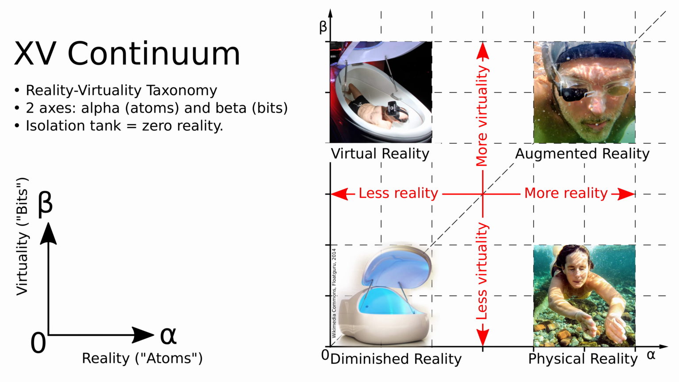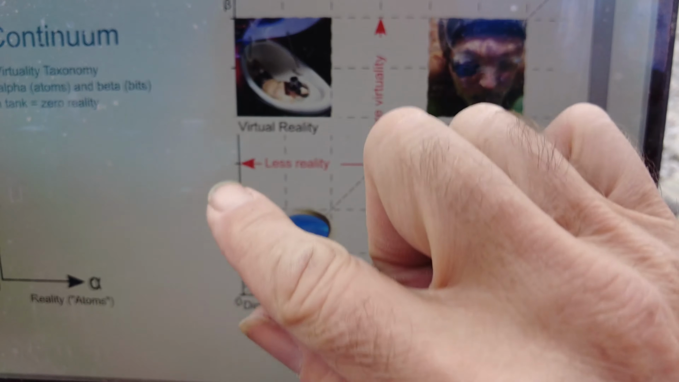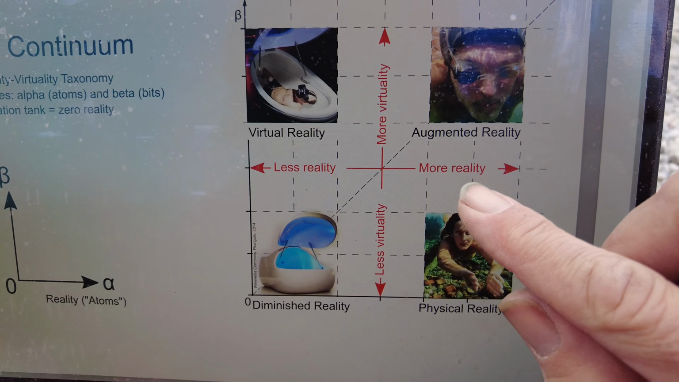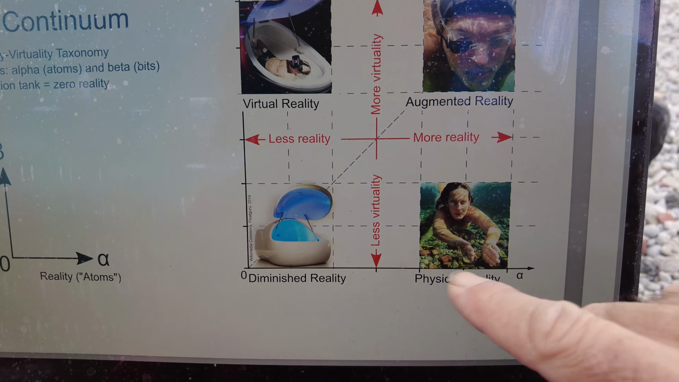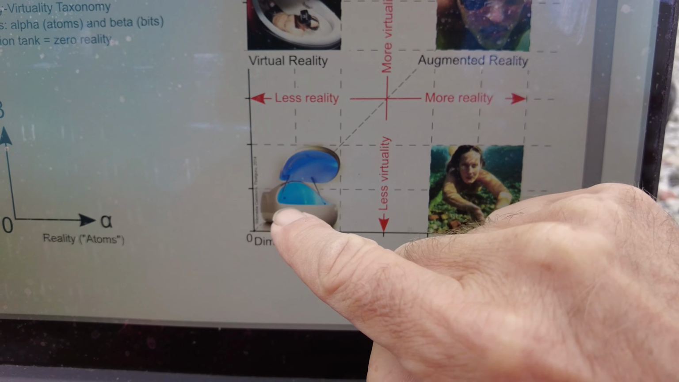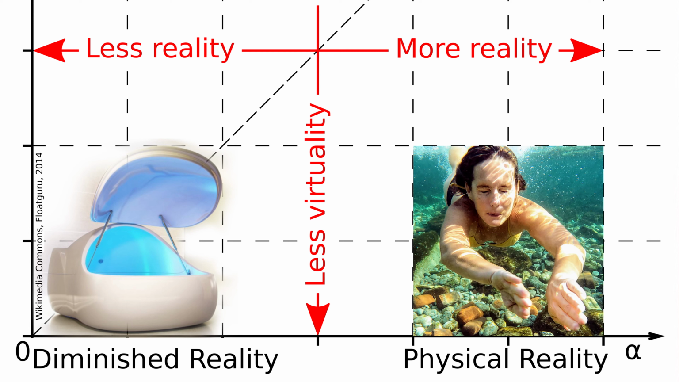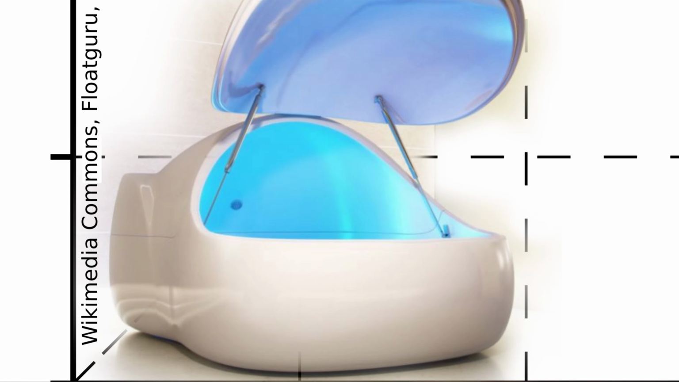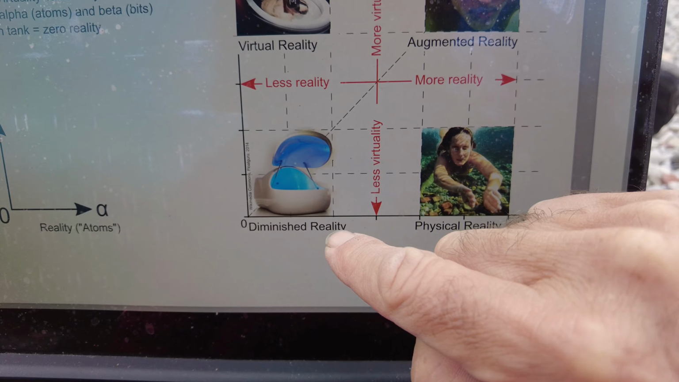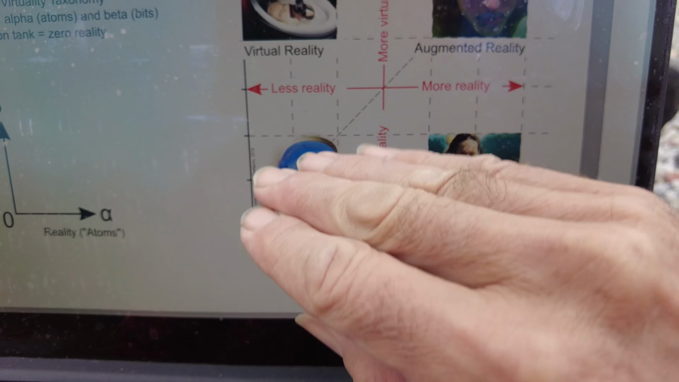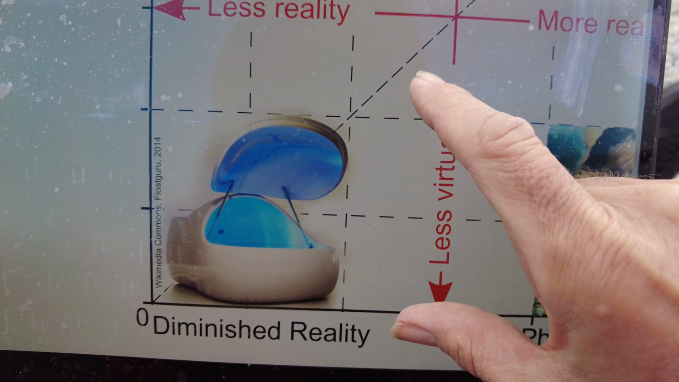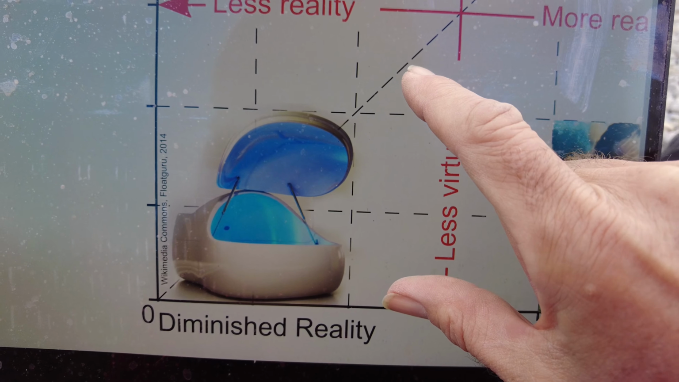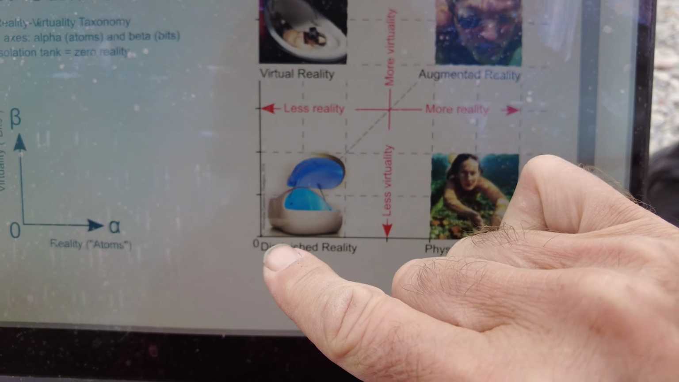Here we have a useful taxonomy because it divides the plane up into quadrants. In the lower left quadrant, we have diminished reality and diminished virtuality. Here we have a float tank, a sensory isolation tank, a sensory deprivation tank. In a float tank, we have zero input from the real world and zero input from the virtual world. This diminished reality creates a kind of hallucinogenic state, a lucid dreamlike state. This represents zero or small values.